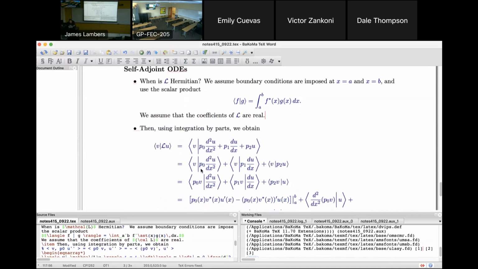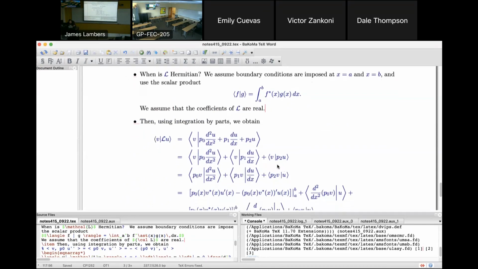Otherwise, I have to conjugate P0 when moving over here. Because whatever functions you have in the scalar product on either side of the bar, they're all multiplied. So I can associate any of these functions with either operator in the scalar product. So just shifting P1 over, and saving P2.